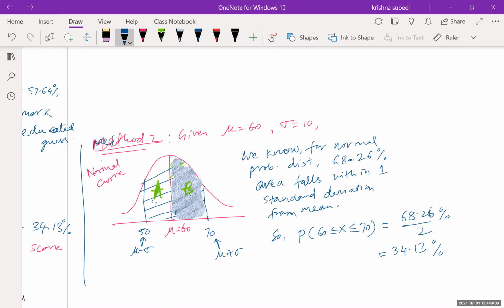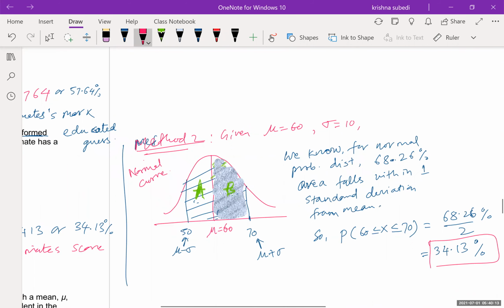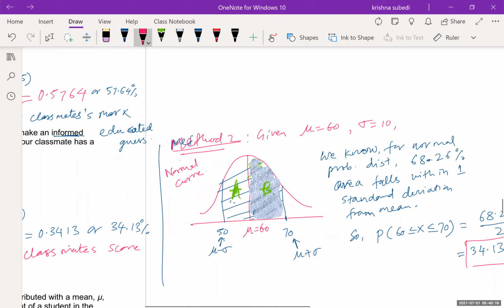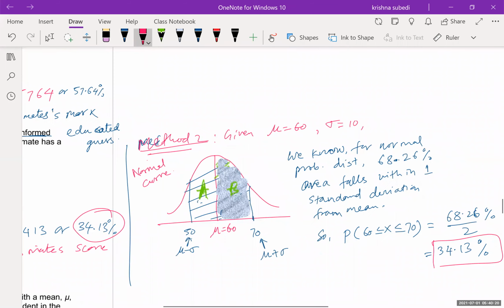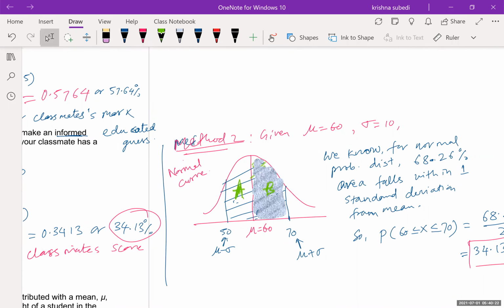Did we get the same thing earlier? Let us check. What do we get? Yeah, we got the same thing, right? And of course, they must be the same. It's just a different method. Any questions, guys?